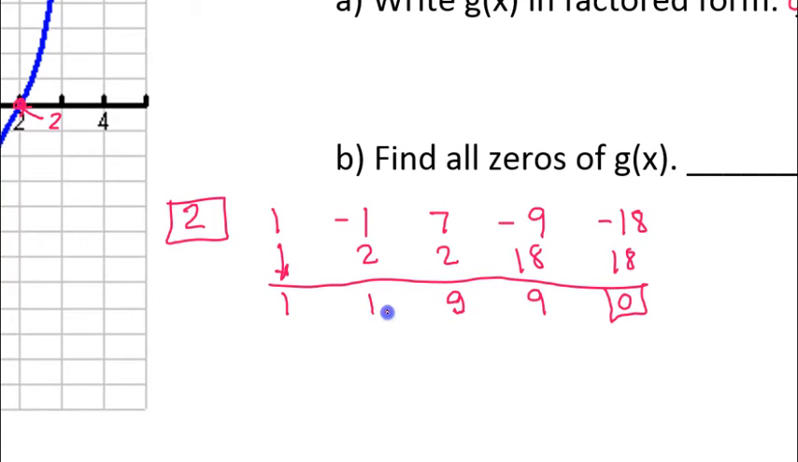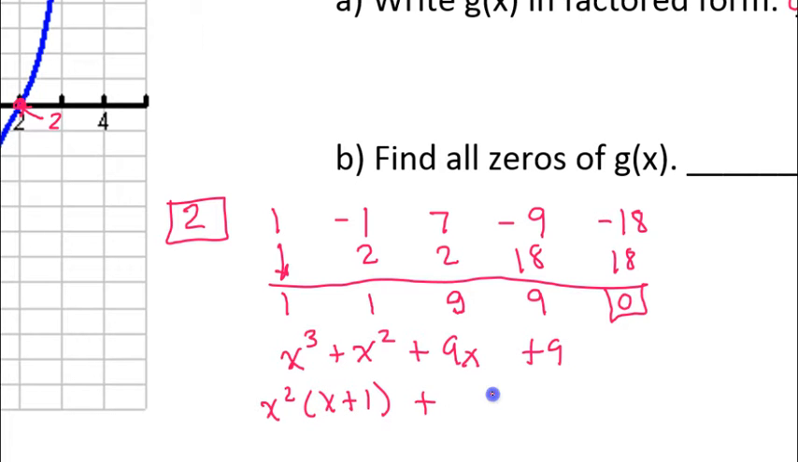so looking at this pattern, 1 divided by 1 is 1, 9 divided by 9 is also 1. I could do grouping right now if I wanted to. That would look like this, because I have x to the 3rd power plus x squared plus 9x plus 9. I could do grouping by taking out the x squared. That would leave x squared plus 1. I could take out the 9, and that would leave x plus 1.